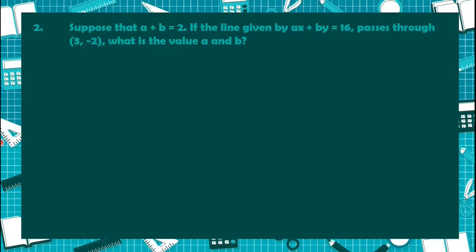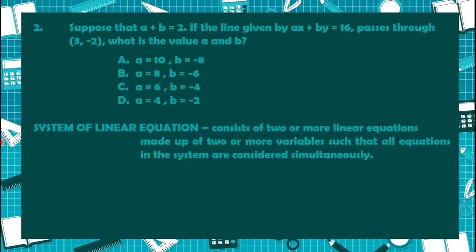Let's proceed with our question number 2. Suppose that a plus b equals 2. If the line given by ax plus by equals 16 passes through 3 and negative 2, what is the value of a and b? A, B, C, or D? This question involves a system of linear equations.